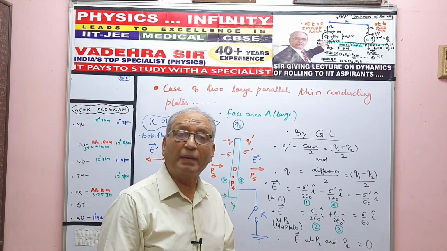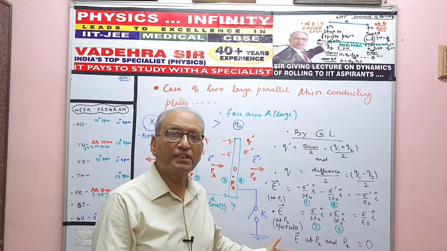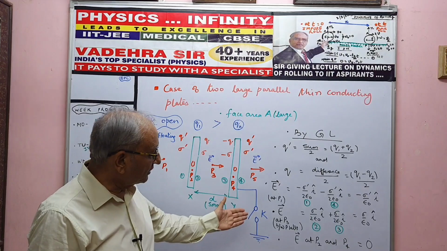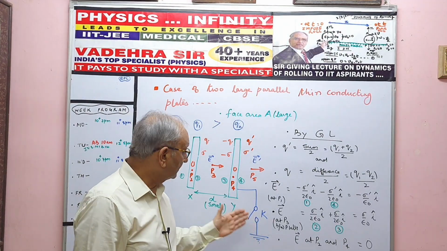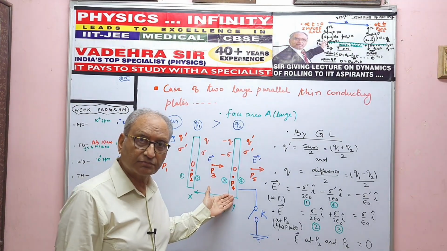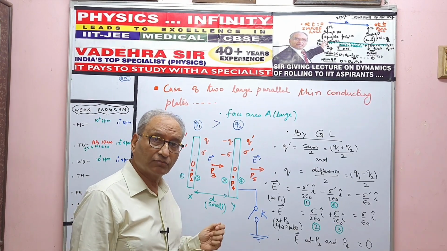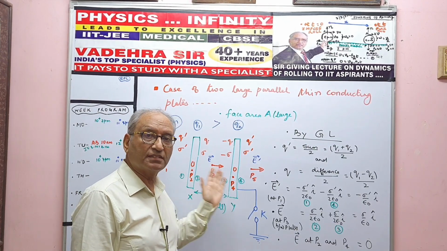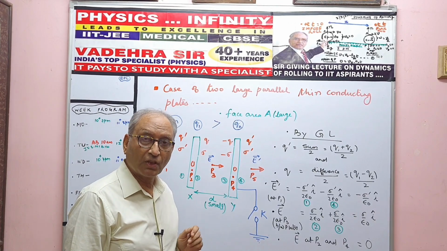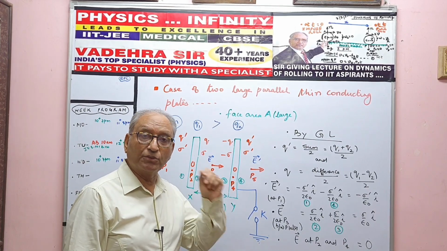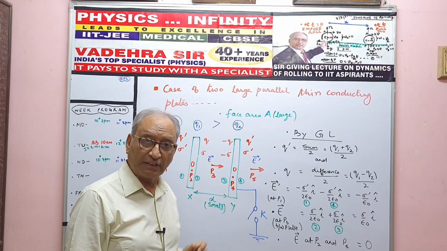Okay, now let's make things interesting by closing the switch. When the switch K is closed, then the plate Y is earthed. Now when the plate Y is earthed, what's going to happen? What will happen to the charges on the faces of both the plates? What will happen to the intensity? What will happen to the charge density? What will happen to the potential?